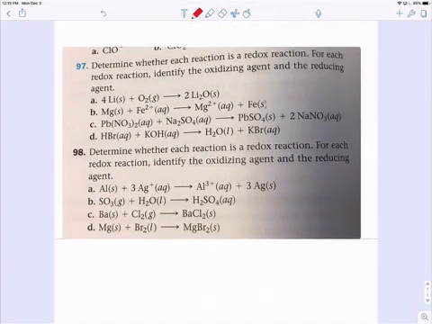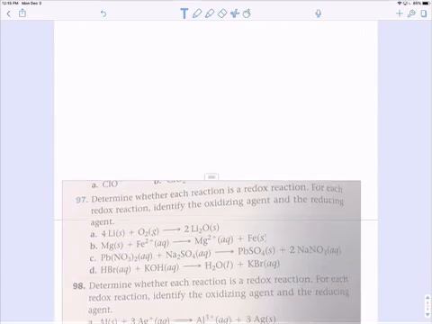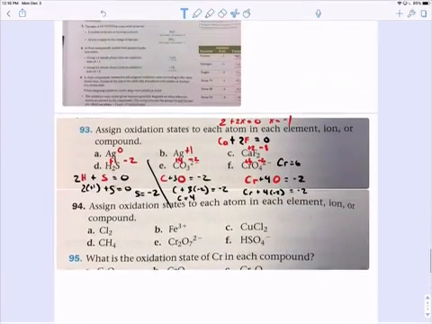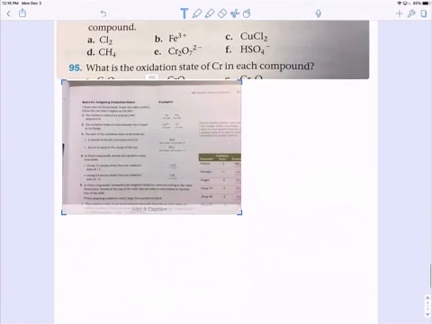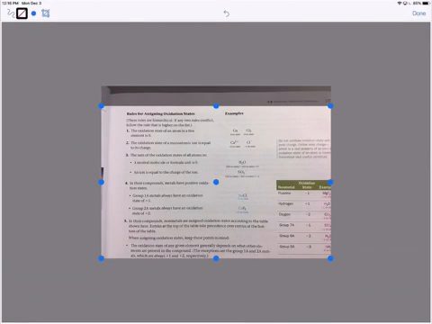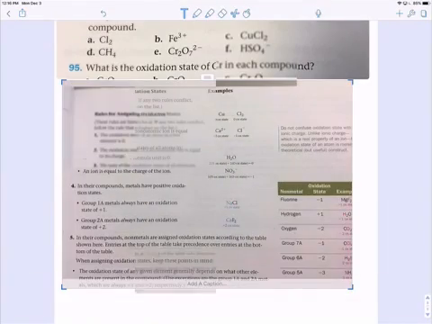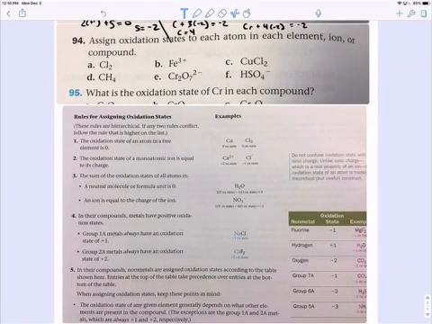I'm going to move this one down. Let me do this. All right, your turn. Let me blow this thing up. So assign oxidation states to each of these. Is anybody stuck?